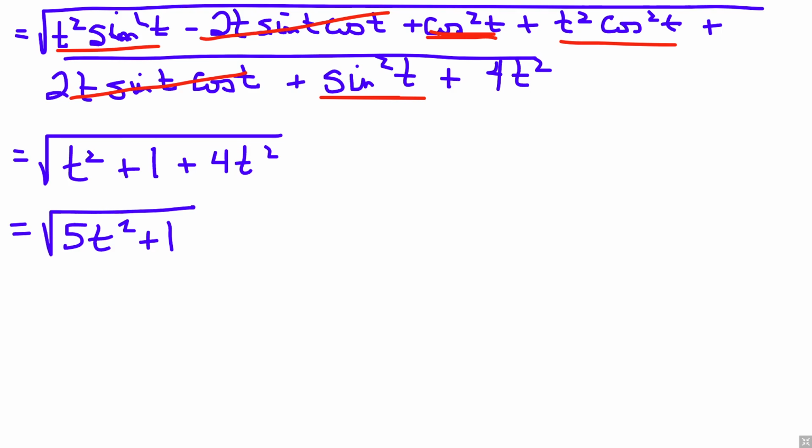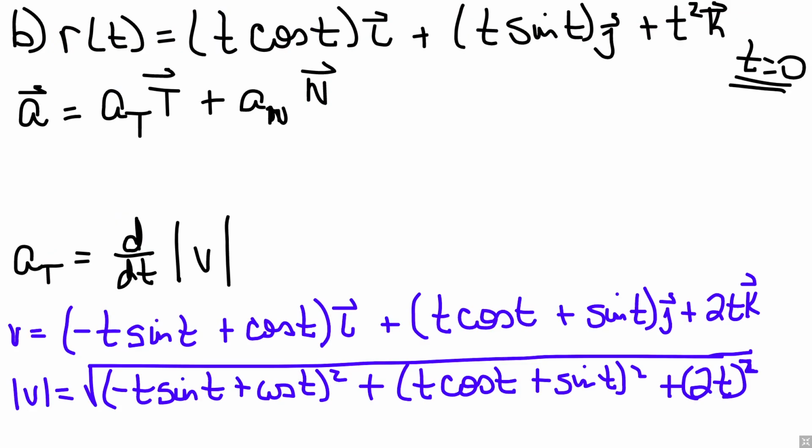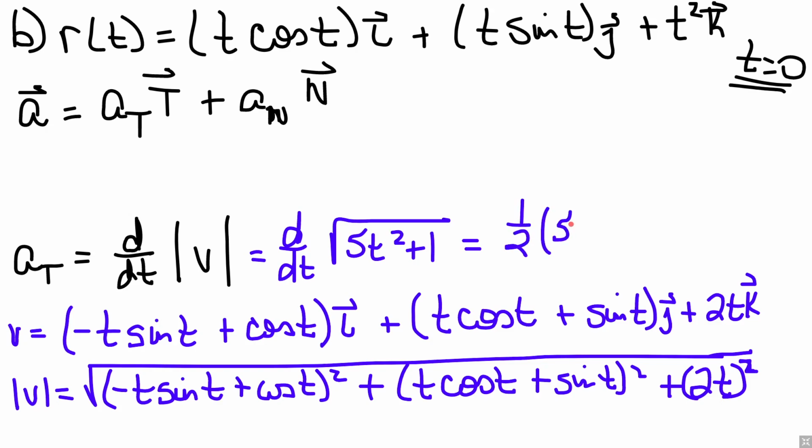Okay, so let me back up a slide. In place of the magnitude of v, I'm going to have the derivative with respect to t of the square root of 5t squared plus 1. That's going to end up being 1/2 times 5t squared plus 1 to the negative 1/2 times 10t. Oops, left off the t. Okay, everyone okay with that?